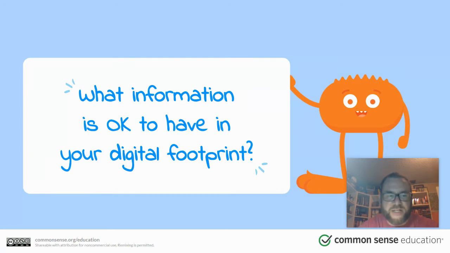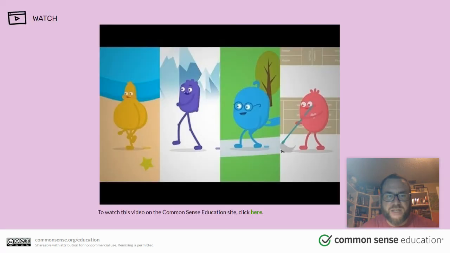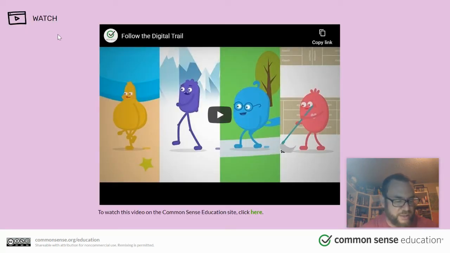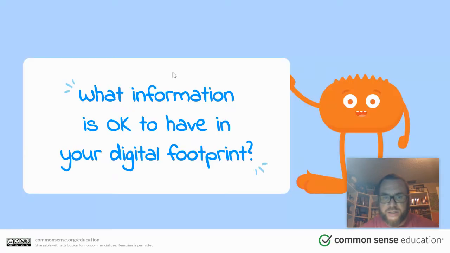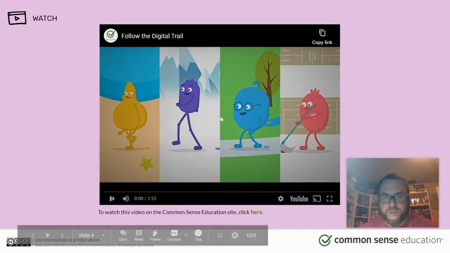So what kind of information is okay to have in your digital footprint? Right? Think about that. We don't want things that should be secret, personal information. We want to make sure that we're not going to places that are not just right for us. So we talked about right there at the start, what is a trail, a path or a track that someone can follow. And now let's jump into the video I mentioned, the types of information that you should or should not see online or share online.